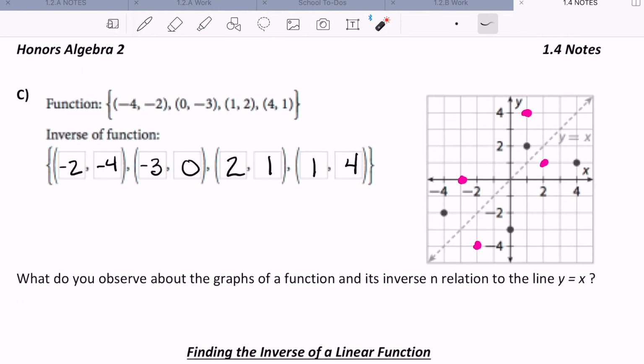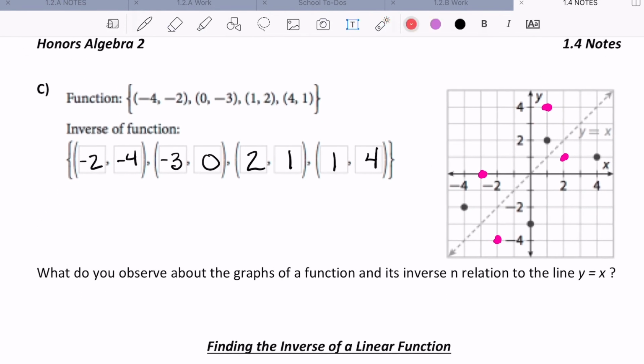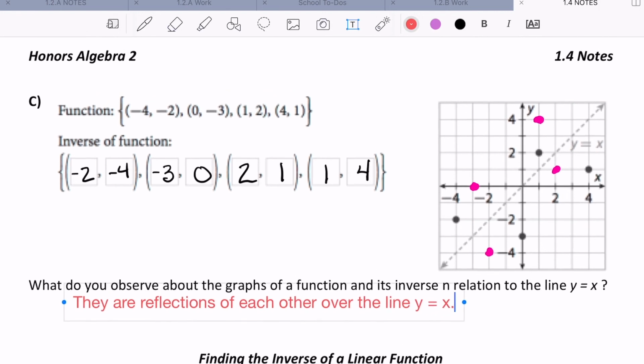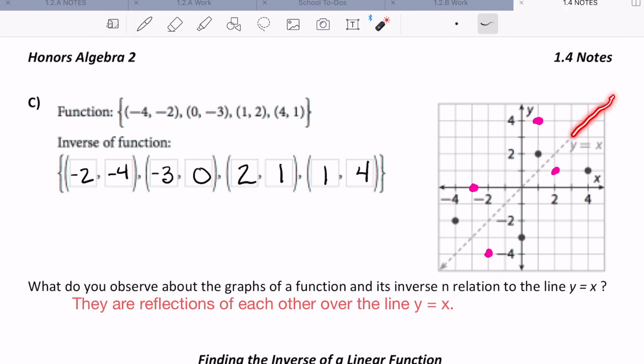So if you look at those points and the way they are plotted, you can see that they are reflections of each other over the line y = x. So when we have a function and its inverse, they will always be a reflection of each other over this line.